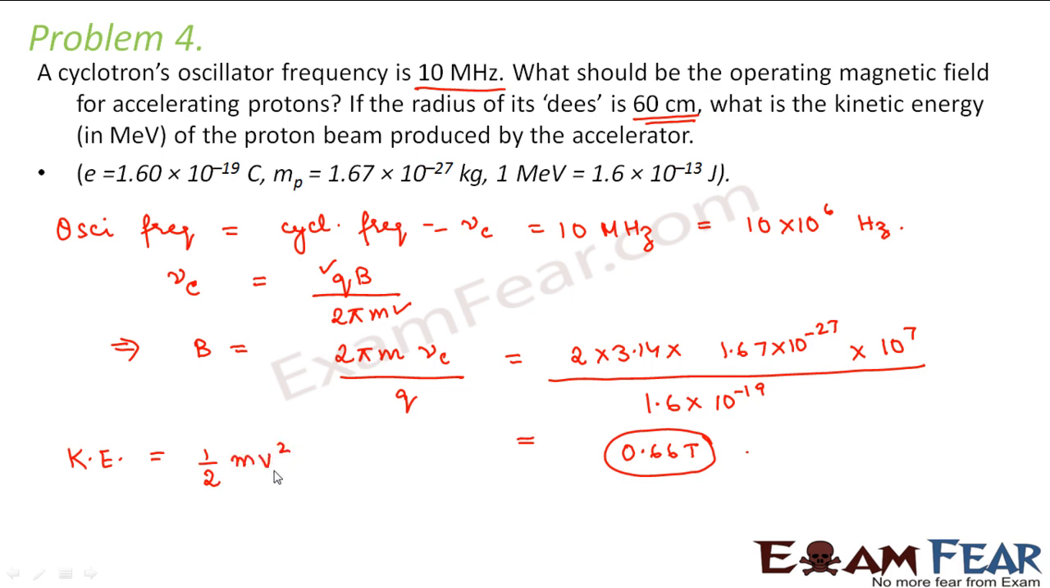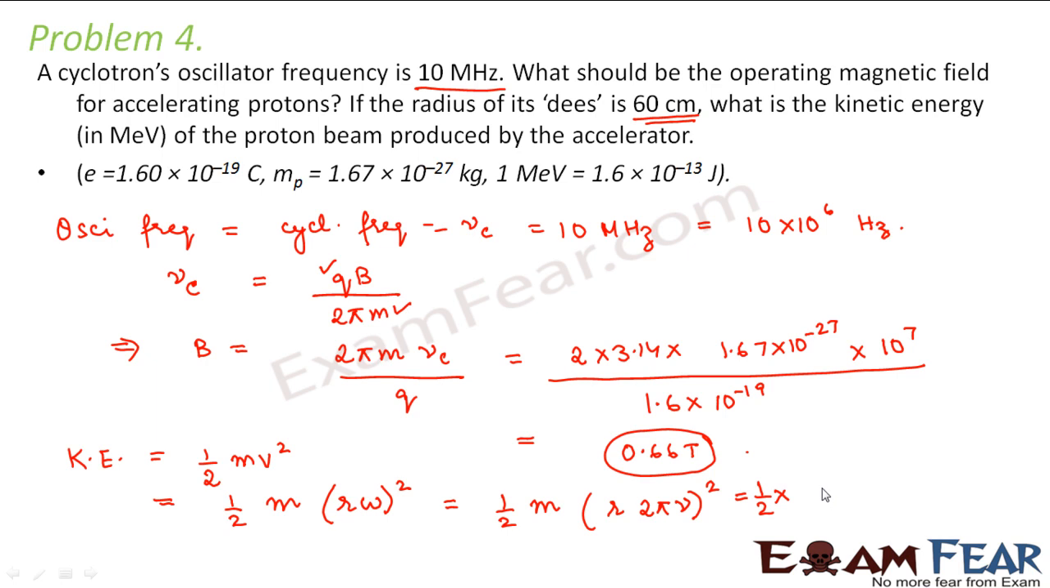It will be half m v square. What is v? v is the velocity with which the protons will come out of the cyclotron, right? So this velocity is nothing but r into omega, whole square, right? So this we can write as r into omega, which is nothing but 2 pi nu, this square. So now we know all the values.